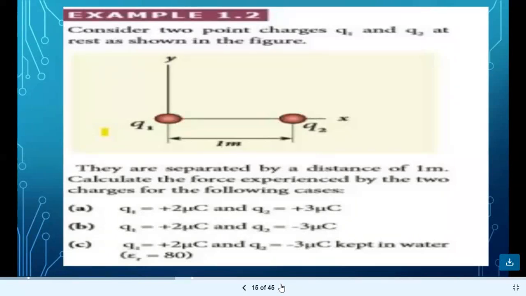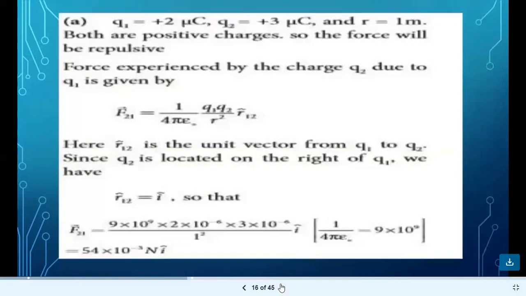This is an example of how we calculate the force between two charges Q1 and Q2. Here we have considered different values of Q1 and Q2. The distances are given, and we are going to calculate the force in different cases, and we can also denote the nature of the force. It is positive, negative, attractive or repulsive.